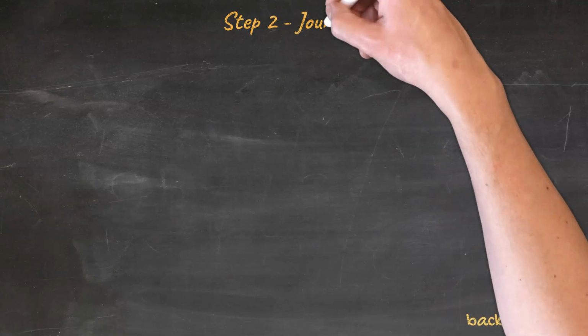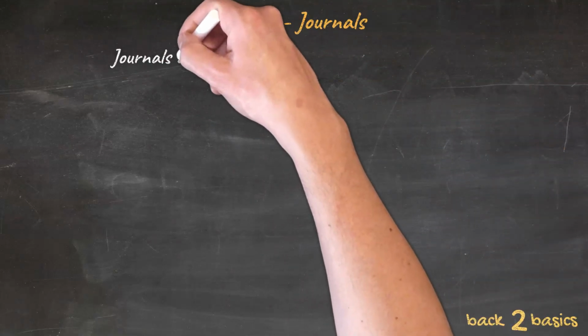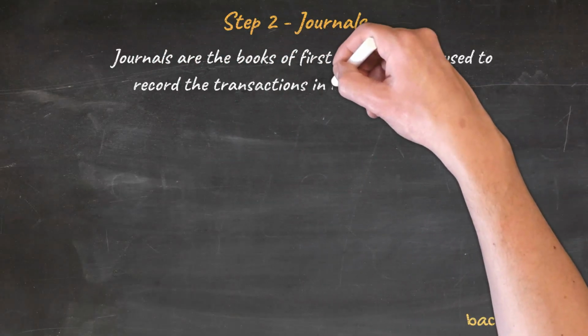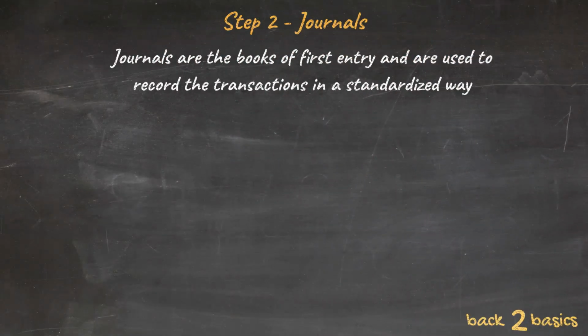Moving on to the second step, journals. Journals are the books of first entry and are used to record the transactions in a standardized way. And remember, this is done daily. So at the end of the month, the journals are posted to the general ledger to show how the transactions affected the accounts.